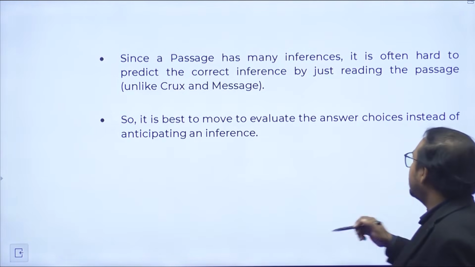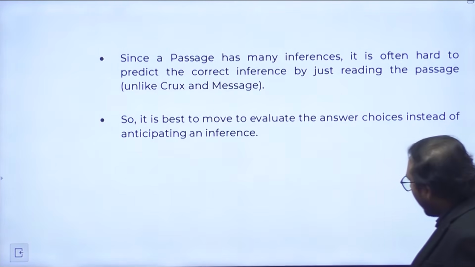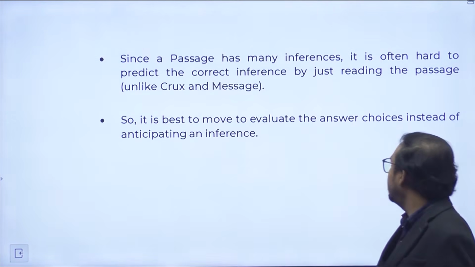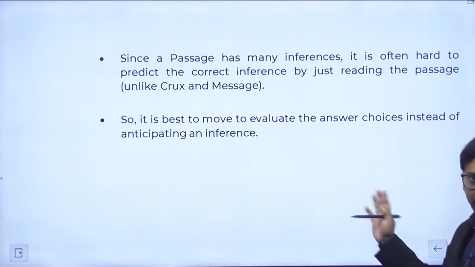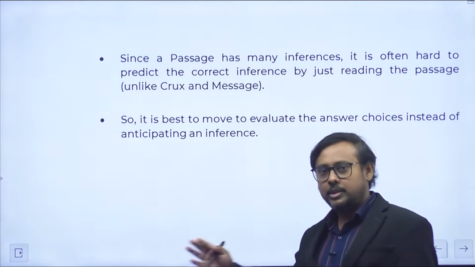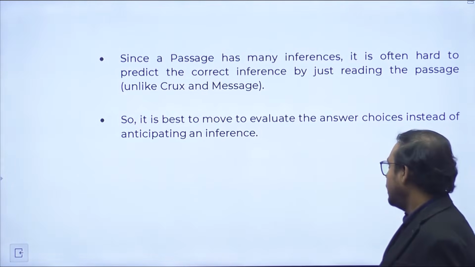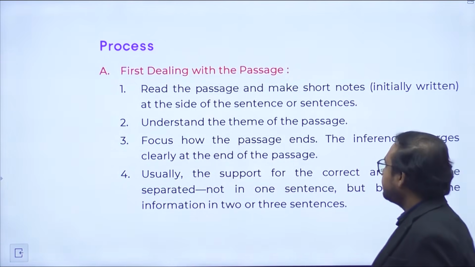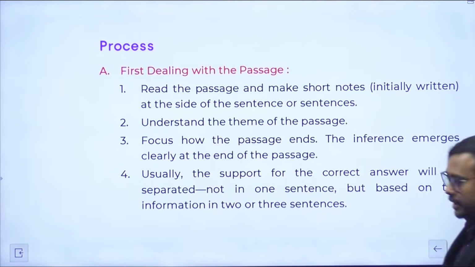Since a passage has many inferences, it is often hard to predict the correct inference by just reading the passage, unlike crux and message. So you have to go to the options quickly. Okay? So what is the process of reading?